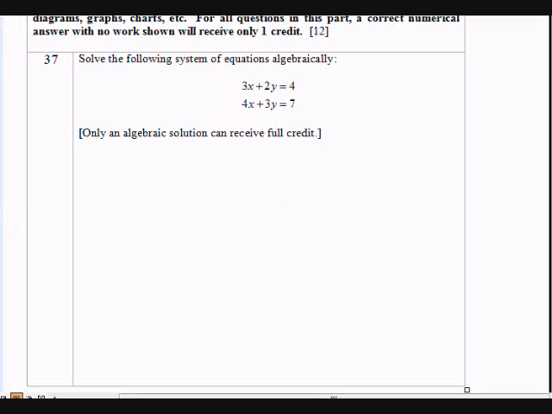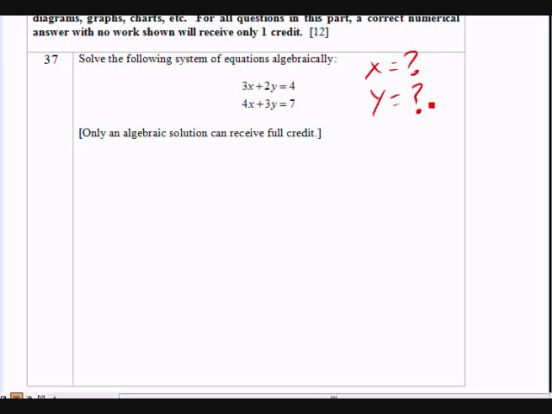Okay, question 37. When we're asked to solve these equations algebraically, we're actually looking to solve for x, right? x equals something, and also y equals something. Given these two equations, there's a few ways to do it.